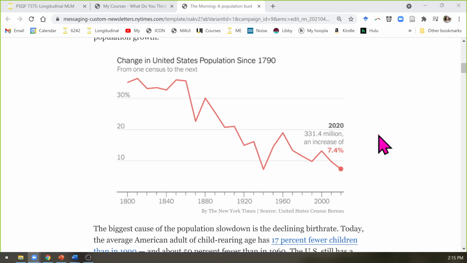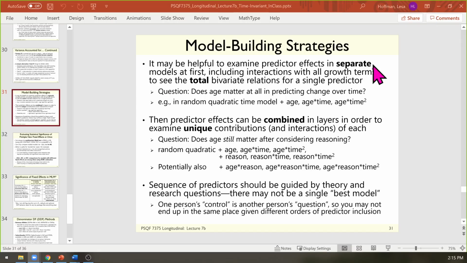So yeah, decreased population growth. How about that? But we are talking about predictors. That's what we've been talking about. Shall we head back to that?